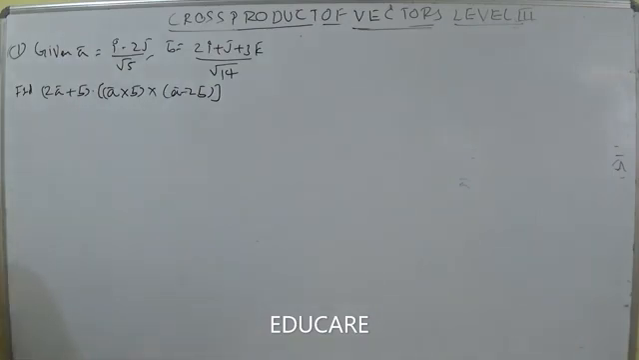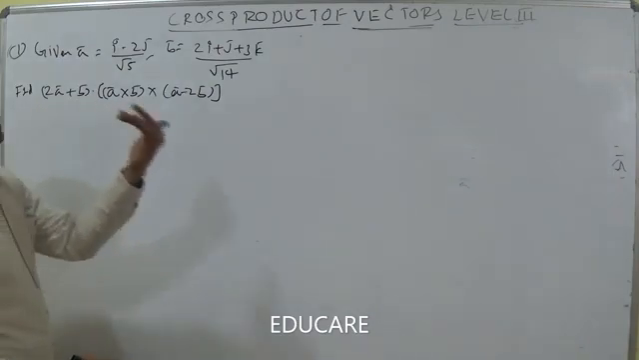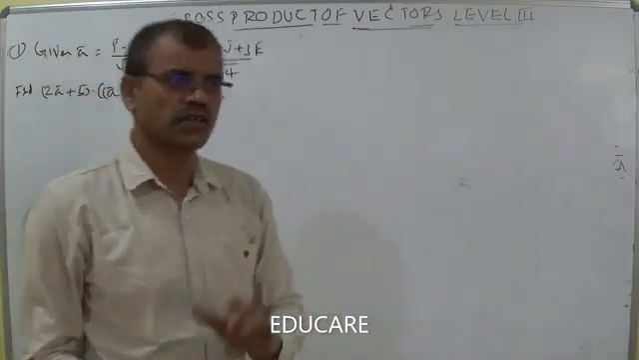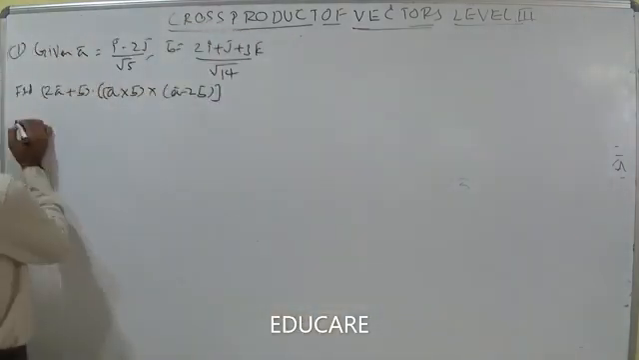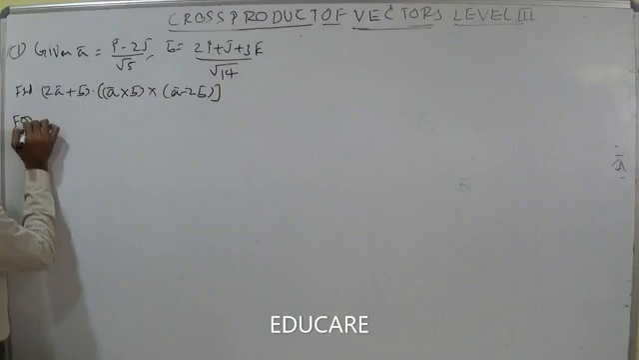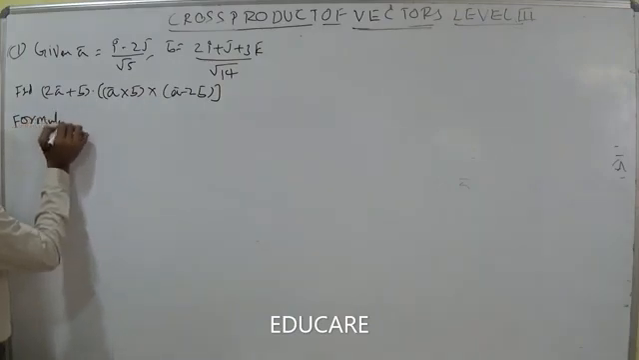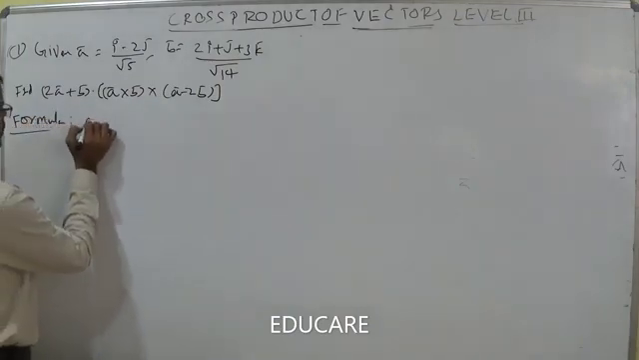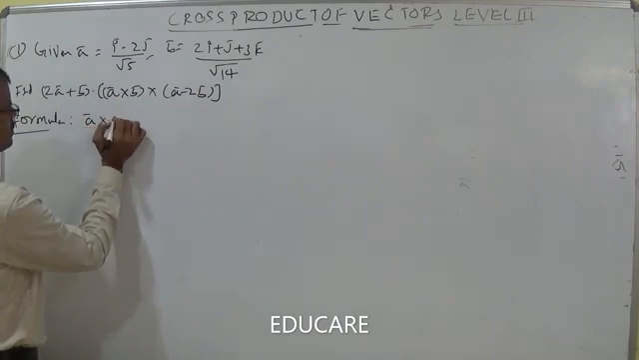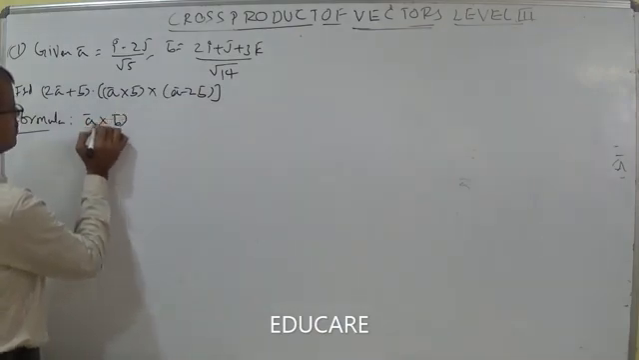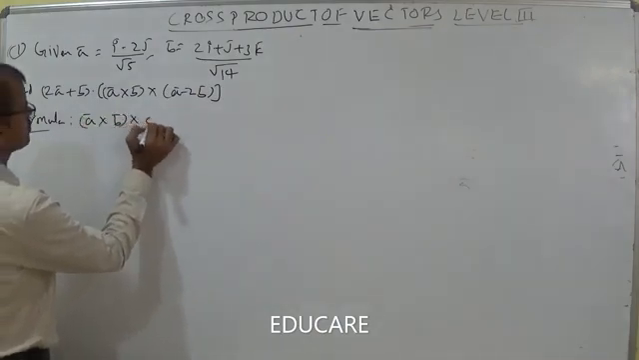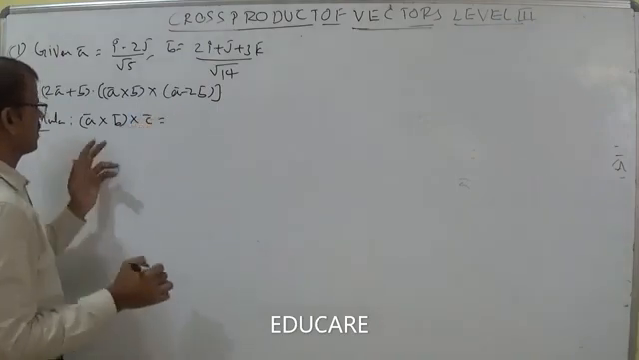Now, regarding vector product of vectors, here we need a formula. I am writing the formula here, which we will be learning for vector product of vectors. Of course, you have learnt it in IP, I think. A cross B cross C.